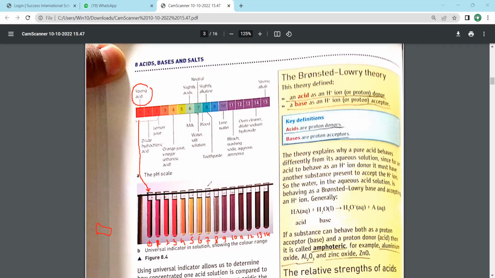So if this color comes like this, you need to remember it, because when you have a strip or a color chart of pH like this scale, you can easily find the color where pH 7 means your solution is neutral, because that shows you it is pH 7.